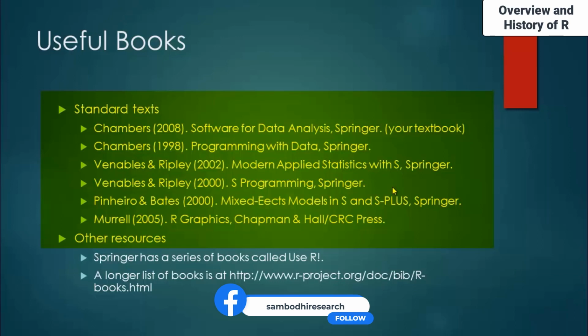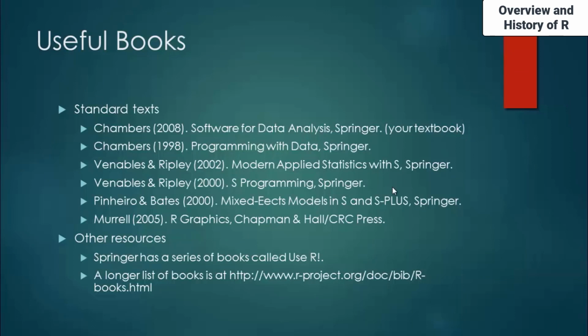Now to see the useful books for R programming: the standard text, Chambers 2008, written by John Chambers, Software for Data Analysis, Springer. Chambers 1998, Programming with Data, Springer. Venables and Ripley 2002, Modern Applied Statistics with S, Springer. Venables and Ripley 2000, S Programming, Springer. Pinheiro and Bates 2000, Mixed-Effects Models in S and S-PLUS, Springer. Murrell 2005, R Graphics, Chapman and Hall/CRC Press.